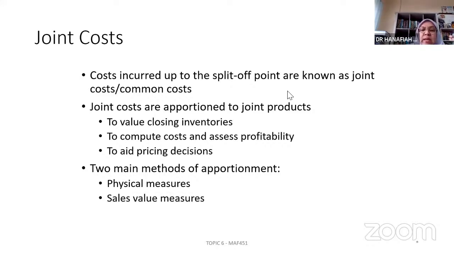Right? And how you value the closing inventories, you compute the cost and assess profitability, and this can be used to aid you in your decision making where it involves the pricing decision. All right, and we have actually two methods. One is physical measures and the second one is sales value. Sales value can also use what we call net realizable value, right?